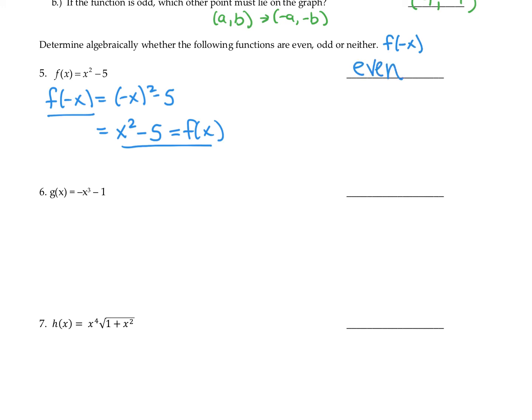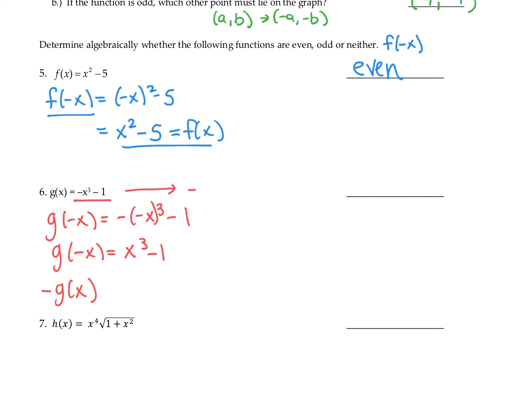Let's try it for number 6. So I'm going to substitute in negative x. So I'm going to have negative x cubed minus 1. So I'd have positive x cubed minus 1. Now, to be an even function, it would have to be equivalent to the original. It's not equivalent to the original. To be an odd function, it needs to be equivalent to if I multiplied it by negative g. Well, let's see. If I multiply this by a negative, I would get positive x cubed plus 1, not x cubed minus 1. So this function's actually neither even nor odd.